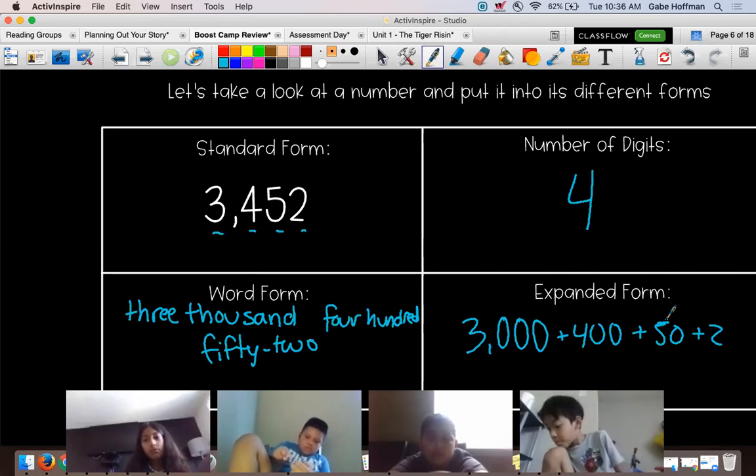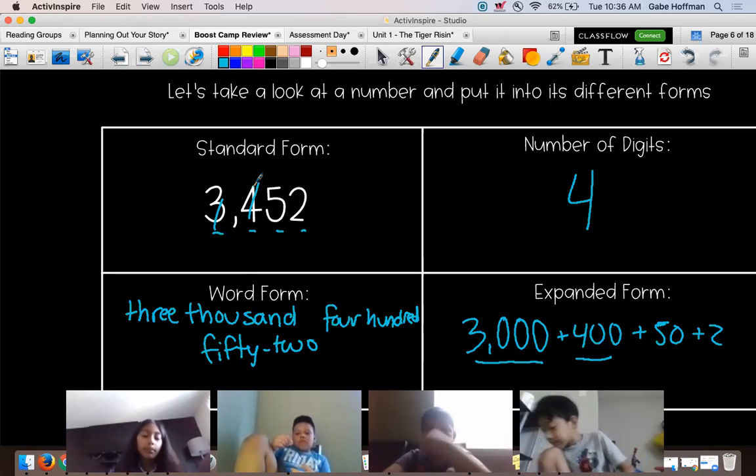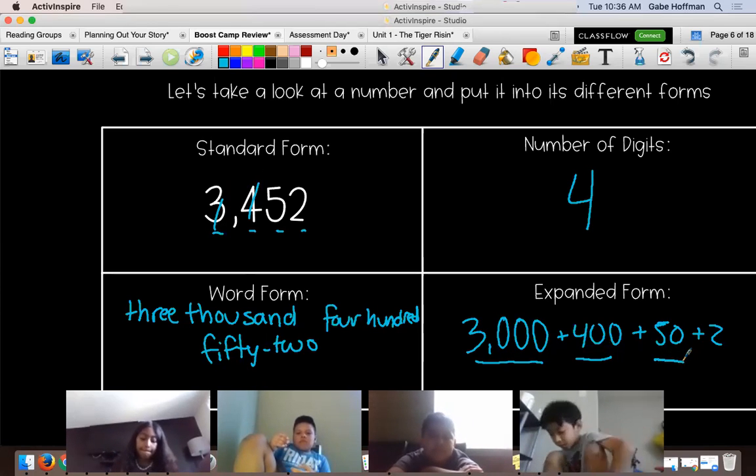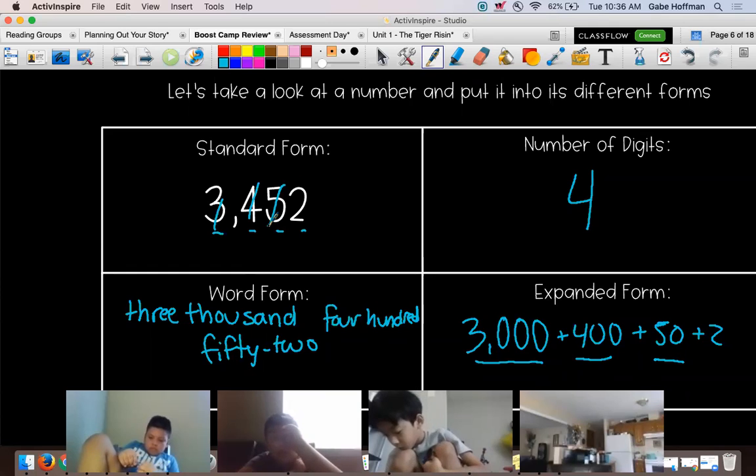Yep, so 3 is in the thousands place, so its value would be 3,000. So that's where we start. We look at our 3, and then we look at our 4. That's in the hundreds place, so its value is going to be 400. Then looking at 5, it's in the tens place, so its value is going to be 50. And all we have left is our 2, and that's in the ones place, and its value would be 2. So good job, Cynthia. It's kind of hard to put into words how you know that.